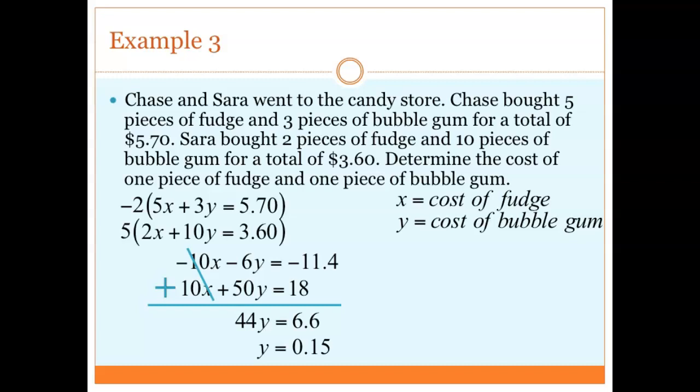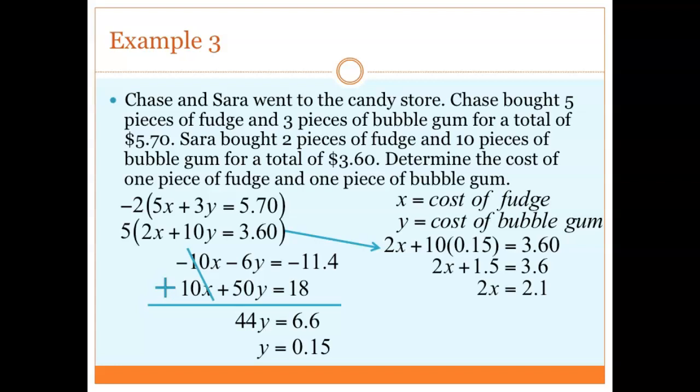Now I still need to solve for x. So let's substitute 0.15 in for y. Let's say I use the second equation from before I multiplied. So 2x plus 10 times 0.15 equals 3.60. Multiplying, we have 2x plus 1.5 equals 3.6. Subtract 1.5 from both sides. Now we have 2x equals 2.1. Divide both sides by 2. So now we have x equals 1.05. So the cost of a piece of fudge will be $1.05, whereas the cost of a piece of bubblegum is going to be 15 cents.